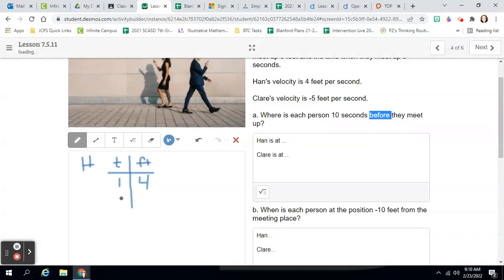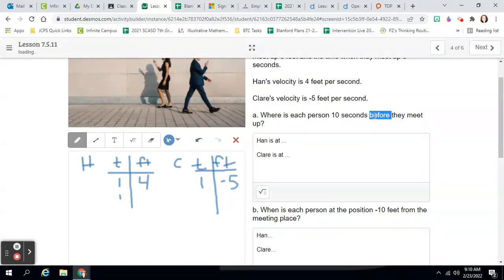I know that Claire at 1 positive second, which I guess I need to make her chart. It's going to look the exact same, but I'm going to use her velocity instead. So time and feet. So I know that for Claire, at 1 positive second, that's after they've met up, she's actually already at -5 feet, right? Negative meaning she's going towards the negatives.